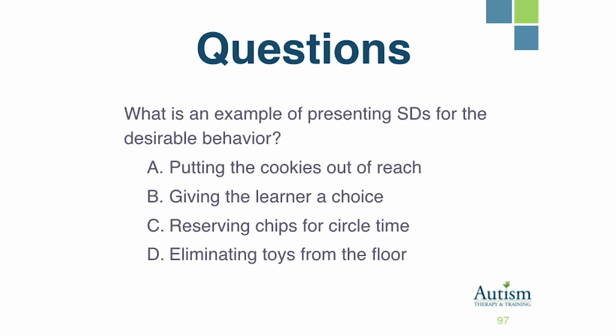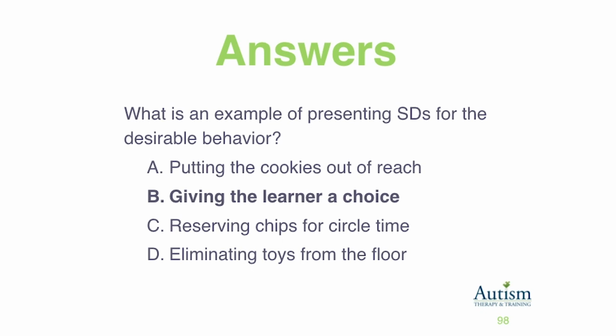What is an example of presenting SDs for the desirable behavior? A, putting the cookies out of reach. B, giving the learner a choice. C, reserving chips for circle time. D, eliminating toys from the floor. And the correct response is B, giving the learner a choice.